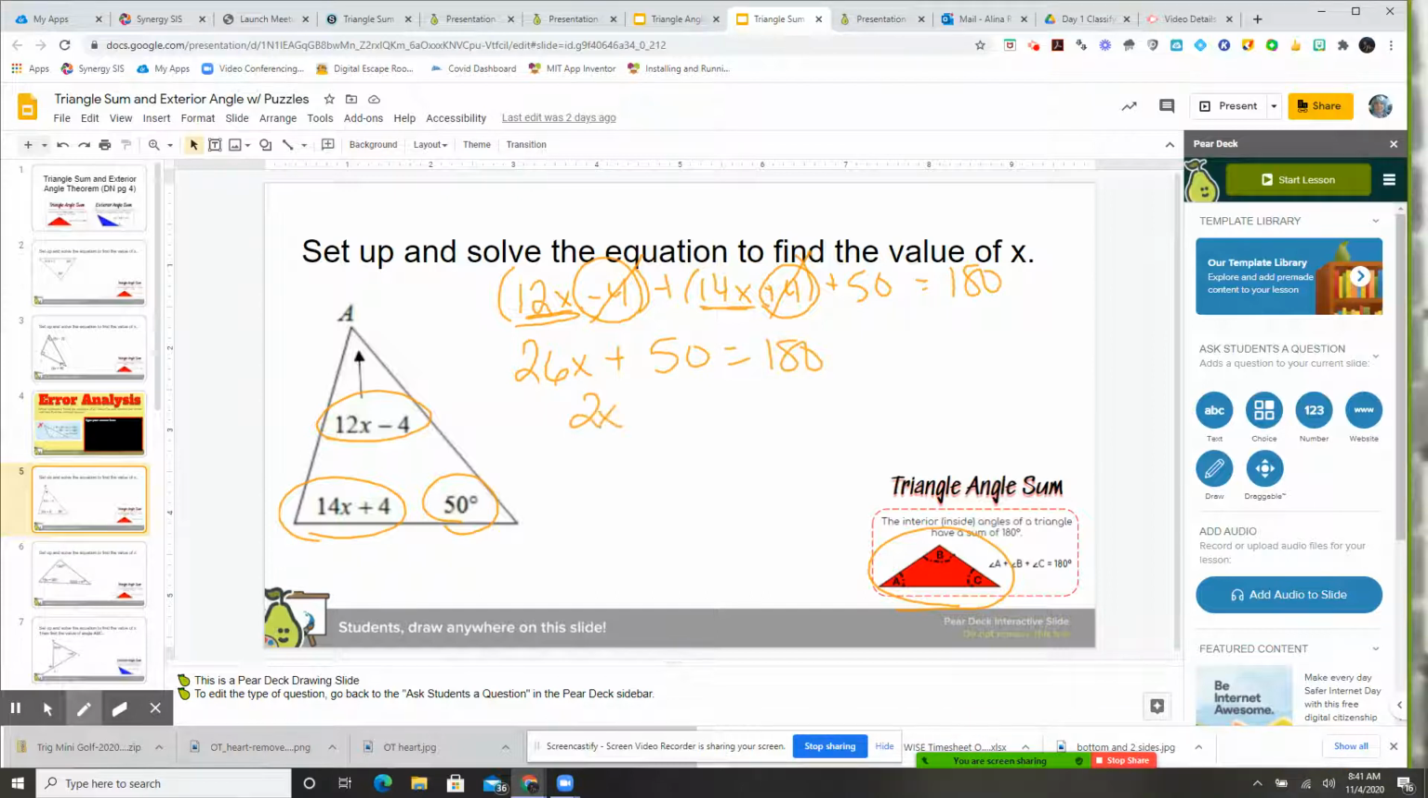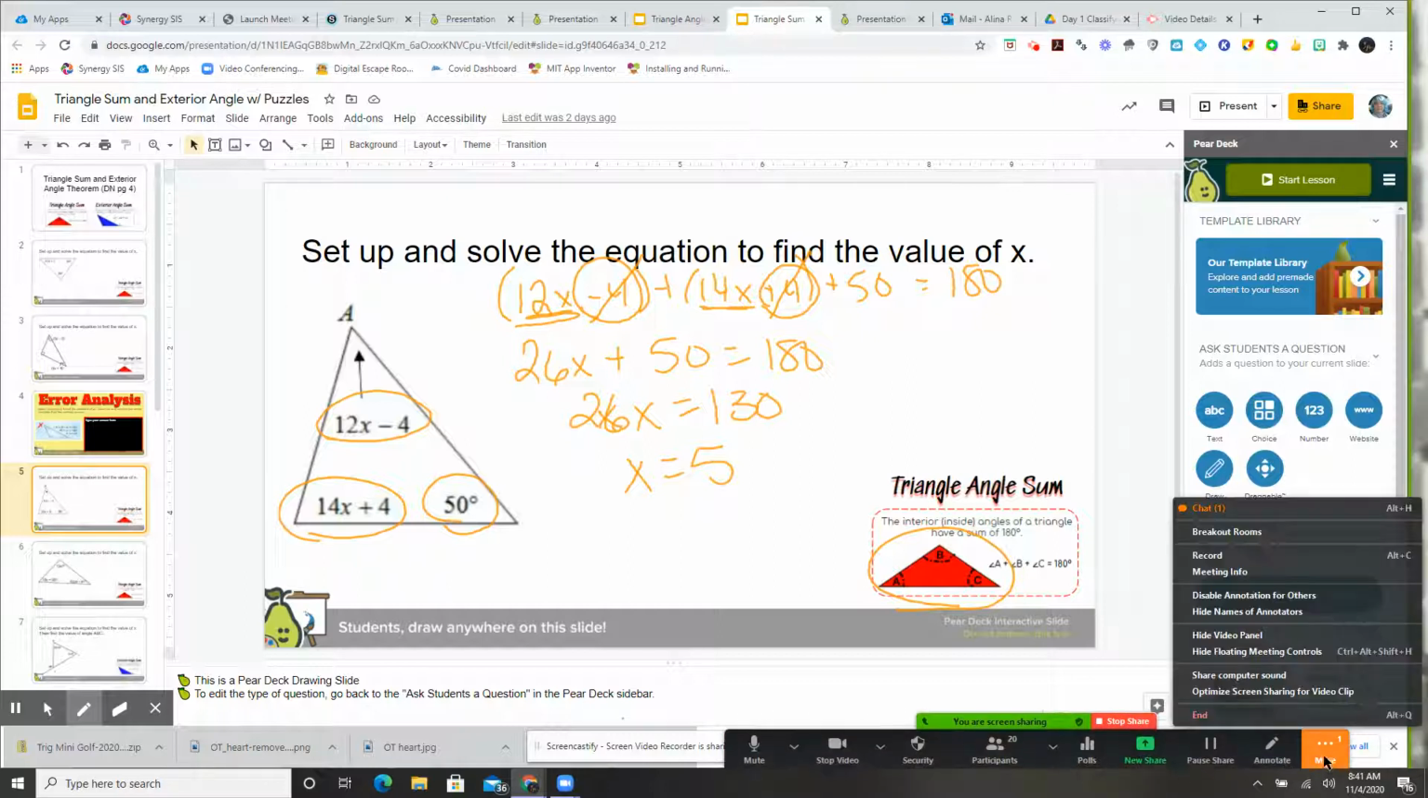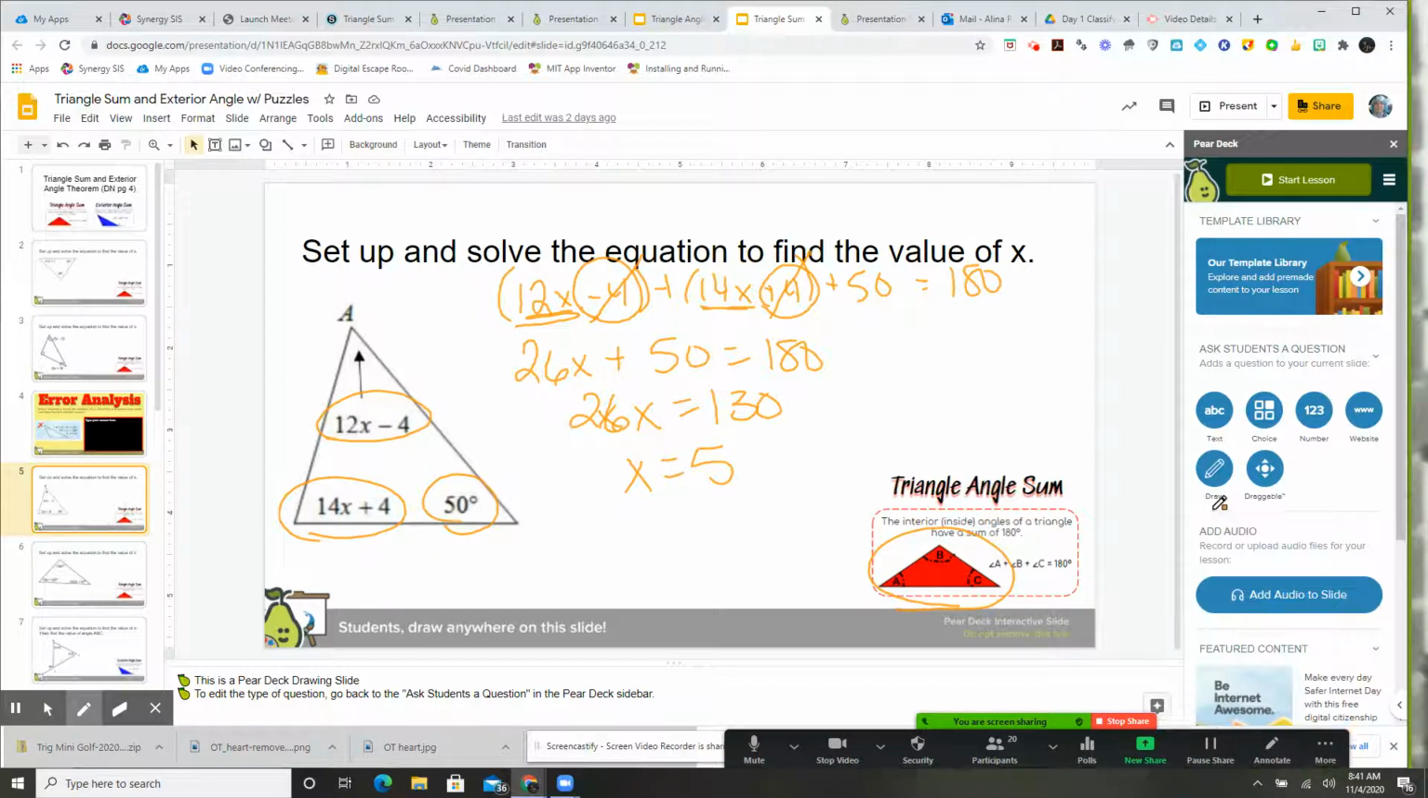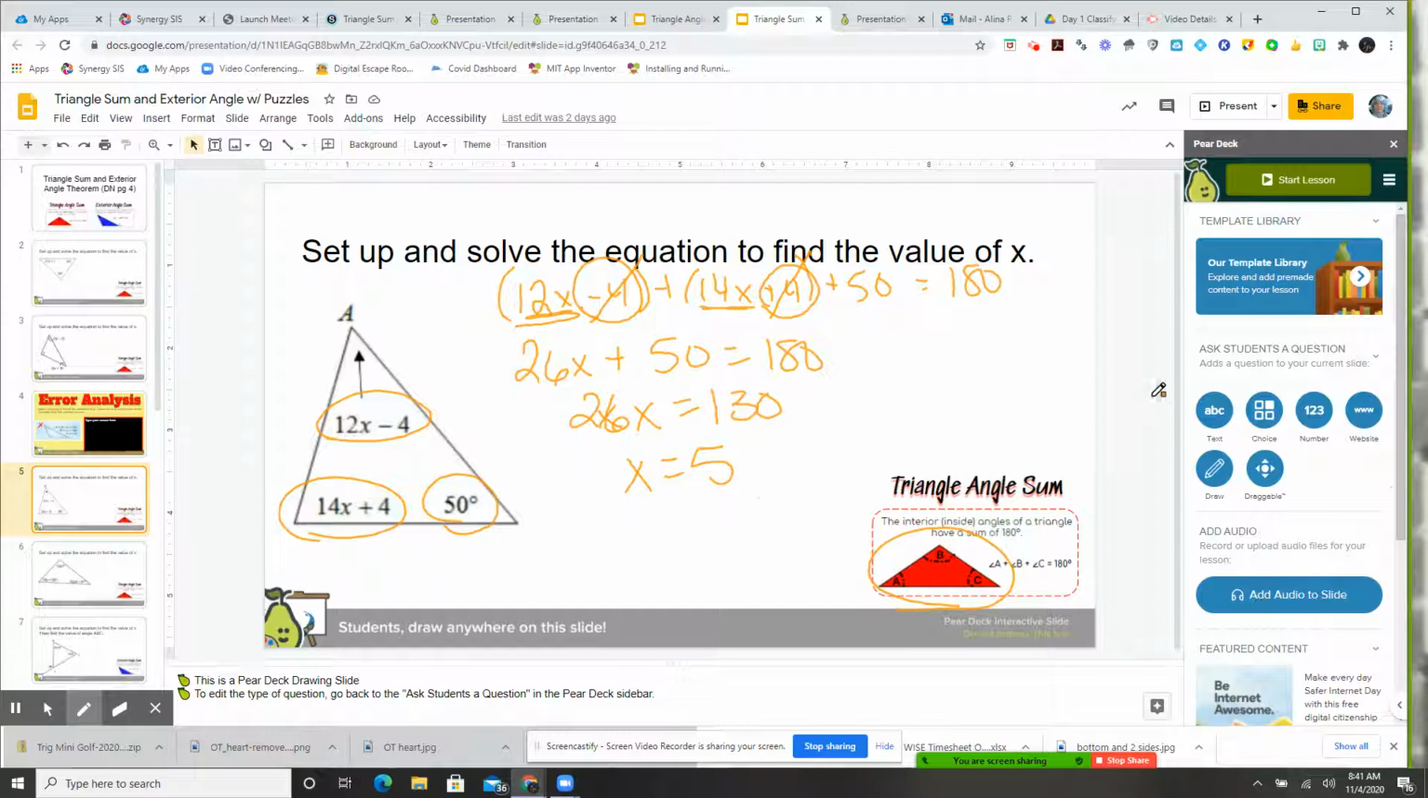So 26x equals, if I subtract 50, 130. And then x equals, what's 130 divided by 26? Is that 5? Okay. Maybe some weird stuff going on there. See what our chat says. Oh, my chat's not going to come up.